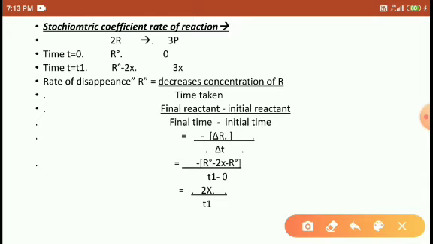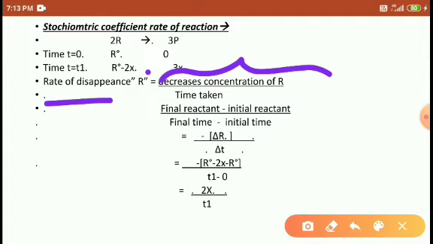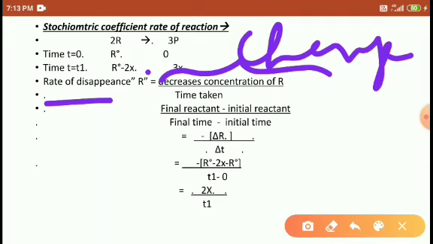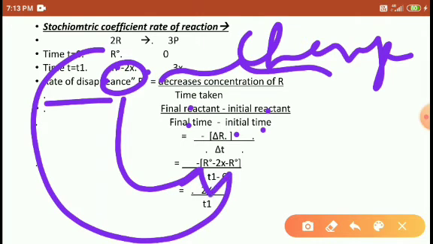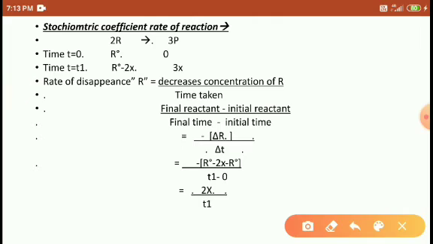Right, students? So the rate of disappearance of R, that is the decreased concentration of reactant, or you may say the change in concentration of reactant. Change in concentration means final reactant minus initial reactant, over final time minus initial time. And delta R by delta T, delta R means final minus initial, that is R0 minus 2x final. This is the final value here, and this is the initial value here. Then R0 gets cancelled, and we get the answer 2x by T. Right, students?